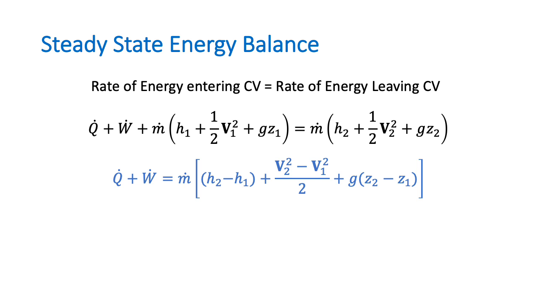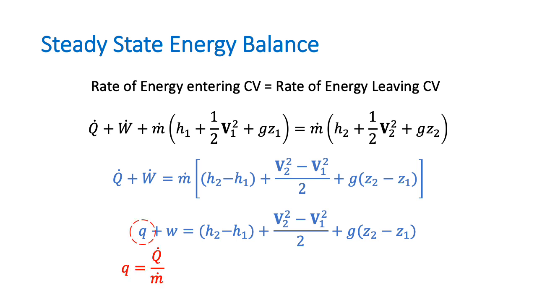If we divide this equation by m dot, we can write it as Q, which is Q dot divided by m dot, and this would be the heat transfer per unit mass of fluid entering the control volume. Similarly, W is W dot divided by m dot, and this is the work done per unit mass of fluid entering the control volume. So this equation is our control volume energy balance.